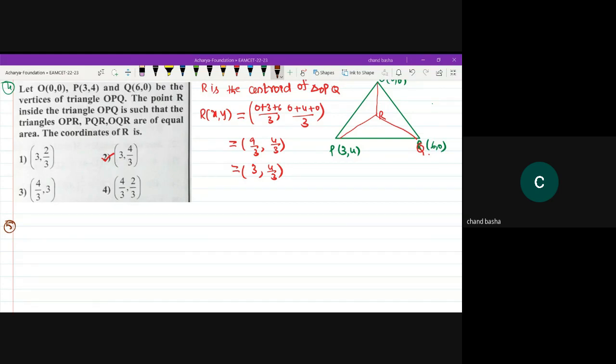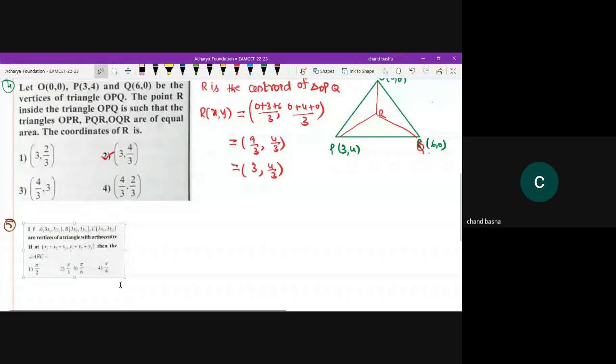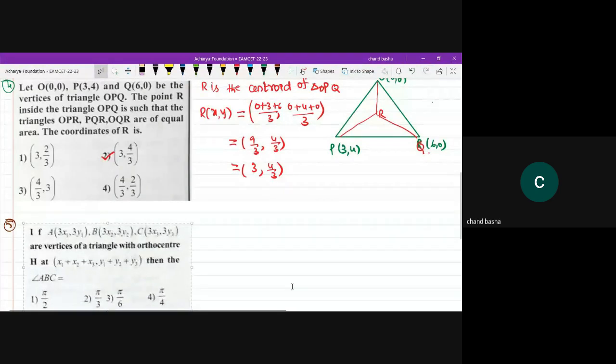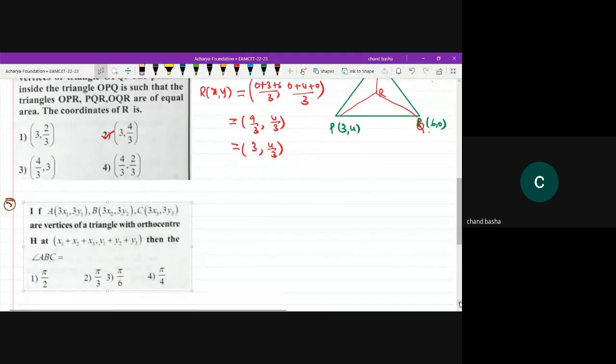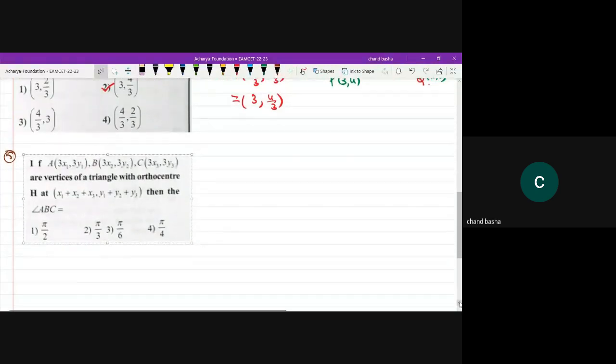Question number 5. Let's see the question. Fifth one. If ABC are the 3 vertices of a triangle, and whose orthocenter is given, then the angle ABC is how much?